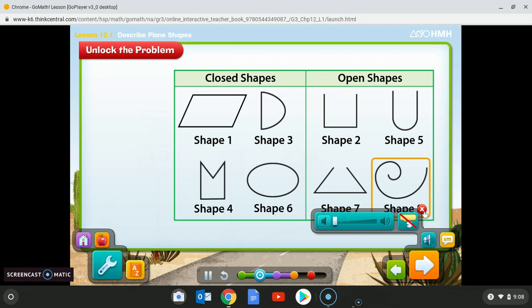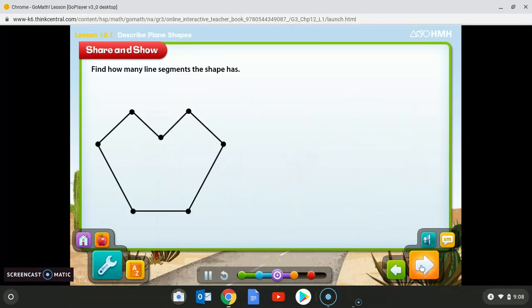So I hope that's enough examples for you guys to understand the difference between open and closed. So let's go on and just do a couple examples to figure out how many line segments shapes have and whether the shapes are open or closed. So let's see. How many line segments does this shape have? 1, 2, 3, 4, 5, 6, 7. It has 7.